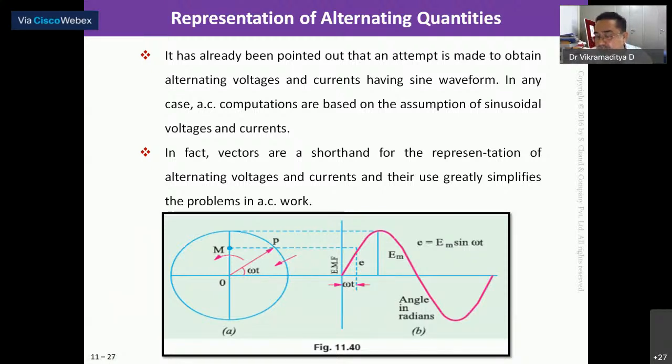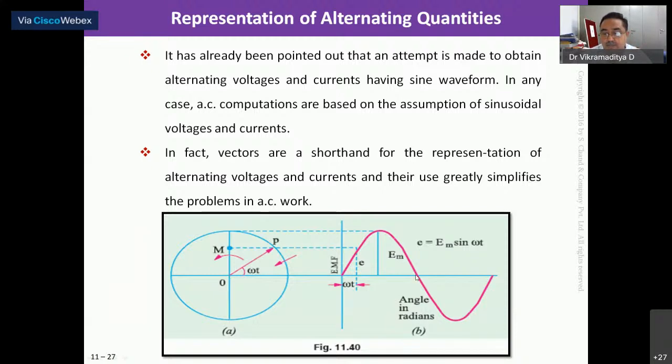Pi by 4 is nothing, sorry, it is making an angle of pi by 2. So pi by 2 is nothing but an angle of 90 degrees. So it is here, it will be like this. It is there. So it is very clear from this how to draw a phasor.